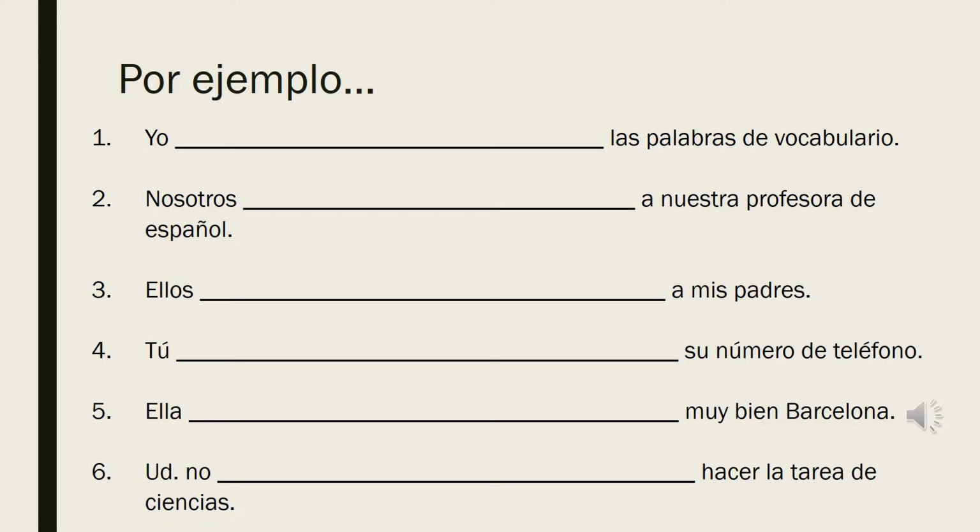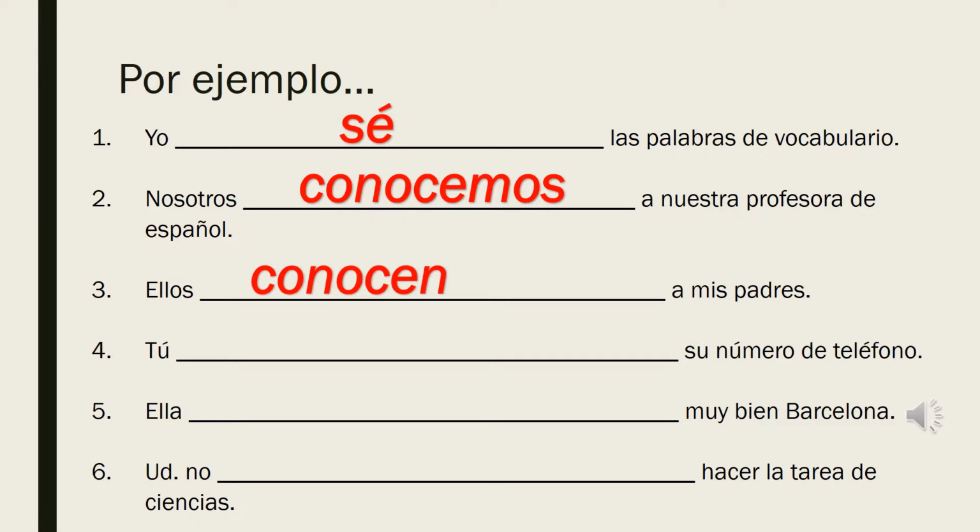In number 1, it would be yo sé las palabras de vocabulario. I'm using saber here because I'm talking about facts or information. Notice saber is going to have an irregular yo form. Number 2, nosotros conocemos a nuestra profesora de español. I use conocer here because I'm talking about a person. Number 3, ellos conocen a mis padres. Again, I'm using conocer here because I'm talking about people.